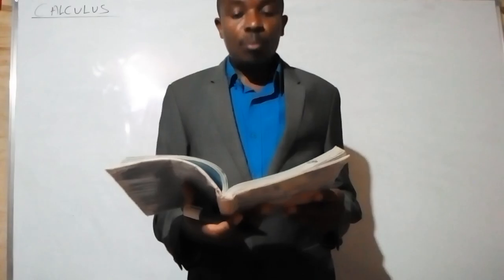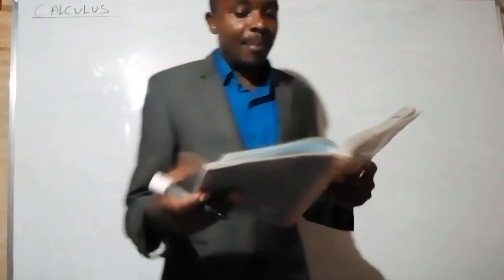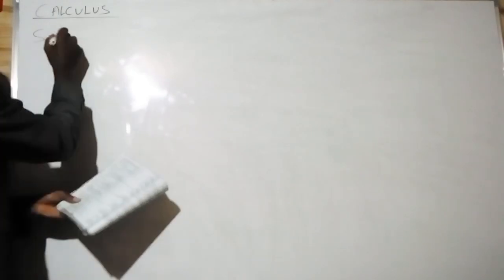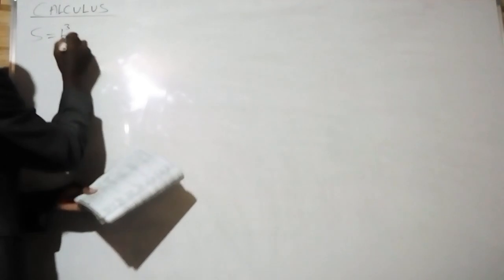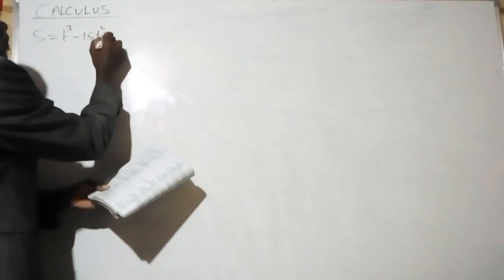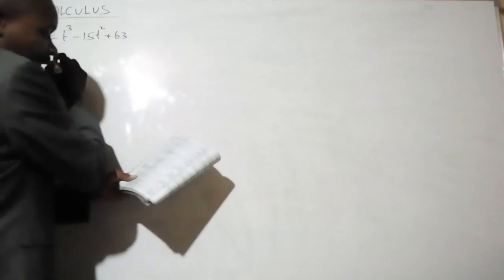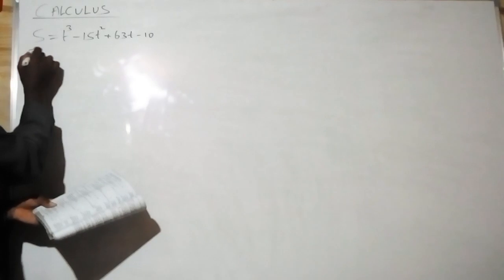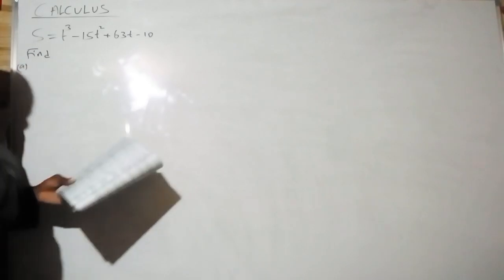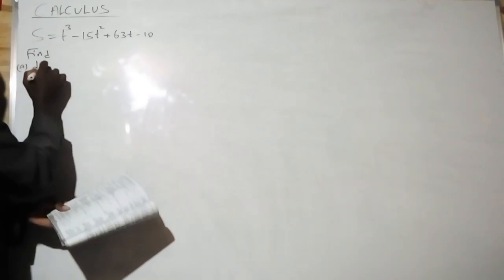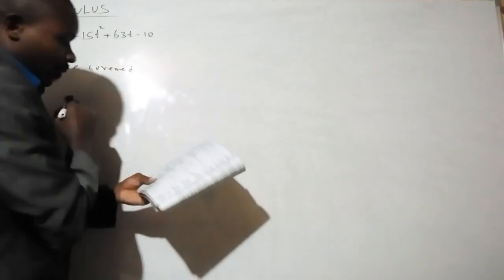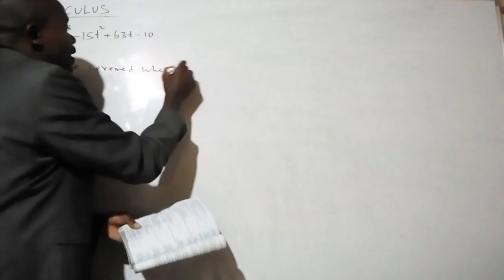O is given by the equation S is equal to t cubed minus 15t squared plus 63t minus 10. Then you'll be told to find A, the distance covered when t is equal to 2. Here we have 2 marks.